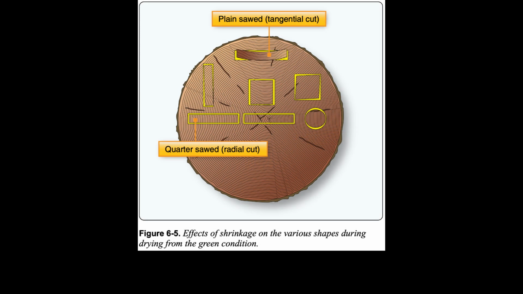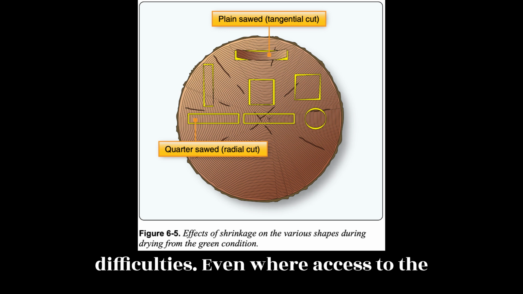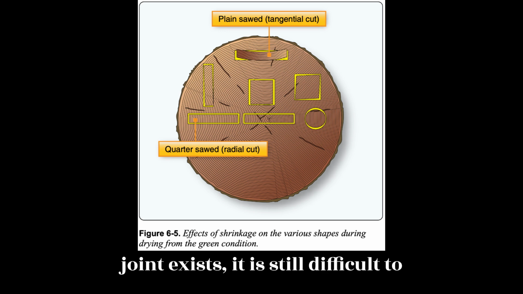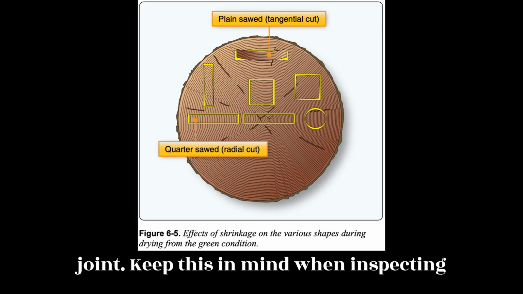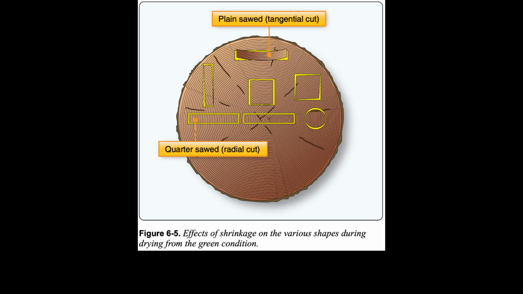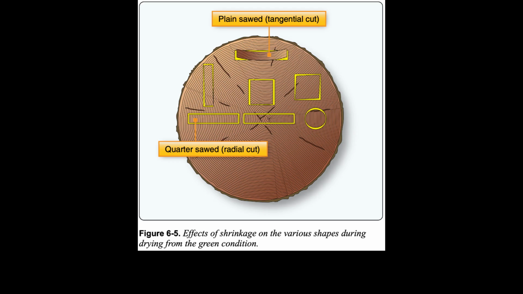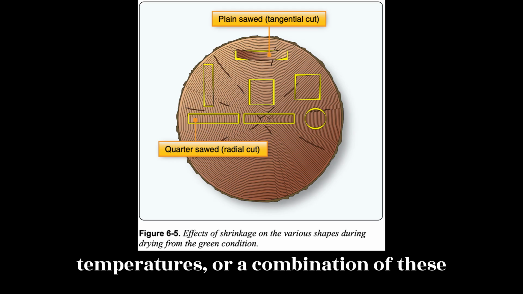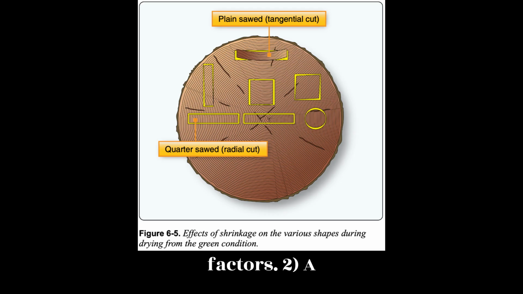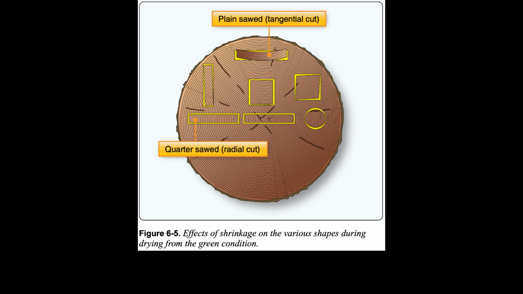Glued joint inspection. The inspection of glued joints in wooden aircraft structures presents considerable difficulties. Even where access to the joint exists, it is still difficult to positively assess the integrity of the joint. Keep this in mind when inspecting any glue joint. Some common factors in premature glue deterioration include: 1. Chemical reactions of the glue caused by aging or moisture, extreme temperatures, or a combination of these factors. 2. Mechanical forces caused mainly by wood shrinkage. 3. Development of fungal growths.